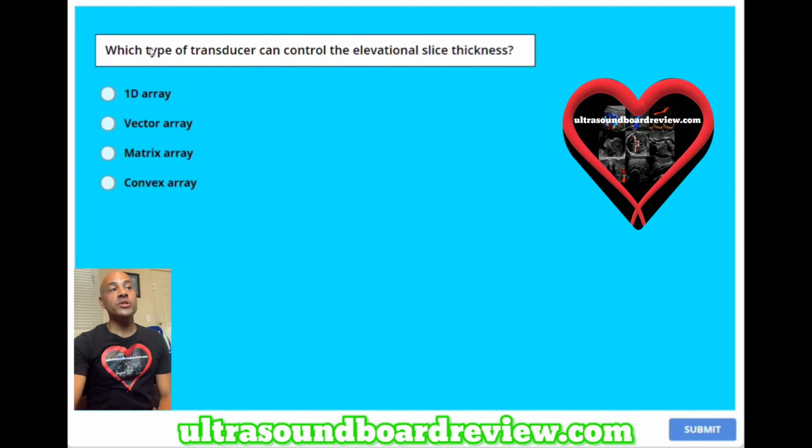Question 28. Which type of transducer can control the elevational slice thickness? A, 1D array. B, vector array. C, matrix array. Or D, convex array. The answer is C, matrix array.